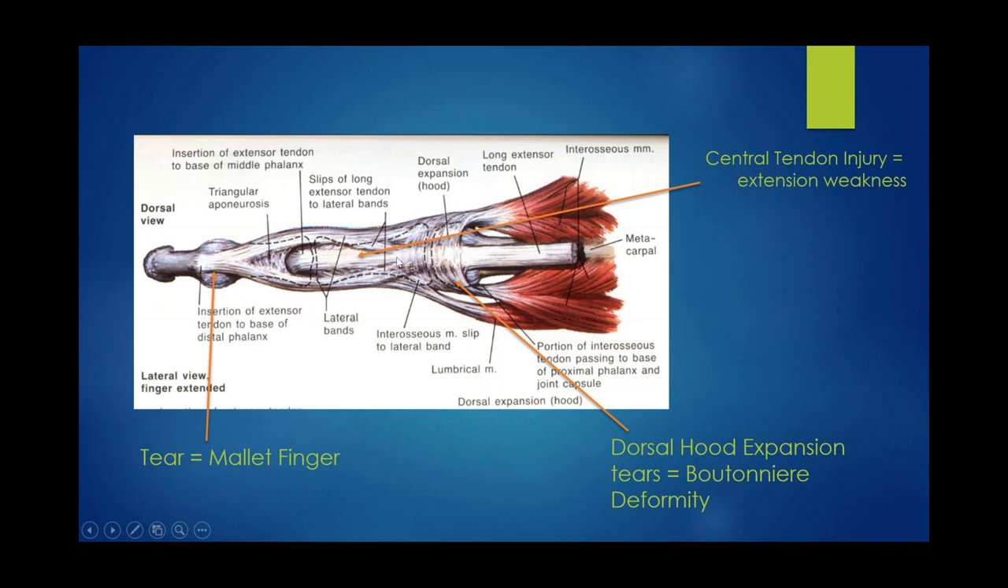If the extensor tendon itself is injured along its central tendon portion here, then they may have the inability to fully extend at the PIP joint. If injury occurs to the dorsal hood, which is a retinacular structure that essentially envelops the MCP joint, where the extensor tendon is maintained in place, and then some of the intrinsic muscles and tendons are connecting into, if that structure is injured, it will allow these intrinsic muscles and tendons to migrate volar relative to the axis of the joint, and you'll get a boutonniere deformity, which is essentially hyperextension of the MCP joint, hyperflexion of the PIP joint, and hyperextension of the DIP joint.